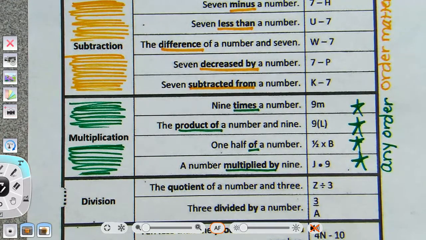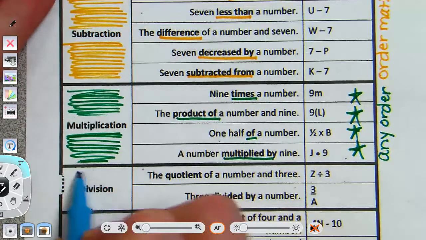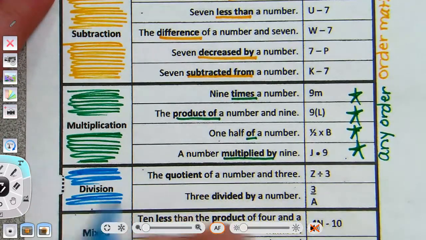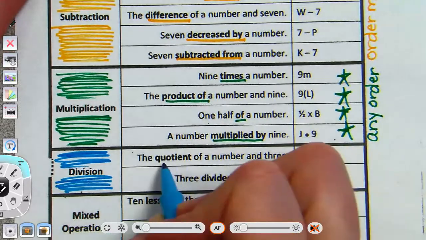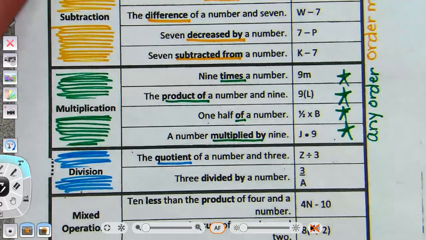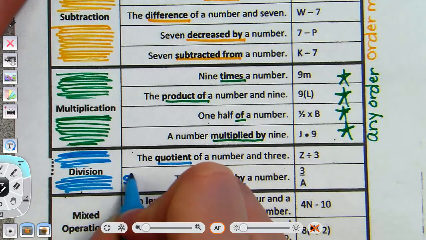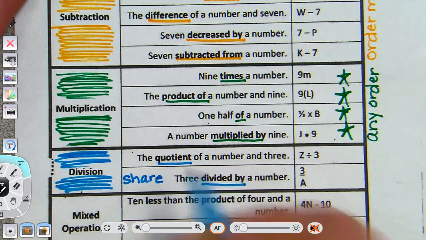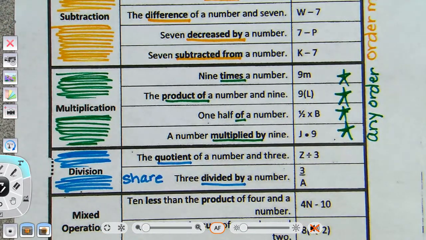Before we do some mixed operations, let's make division blue. Okay. We might read quotient. The quotient of a number and 3 means to divide. Or we might read divided by. The other word that I want you to put down here, just write it, and that's the word share. Okay, anything where we're sharing something. We might cut something into the same size pieces. All of that means to divide.